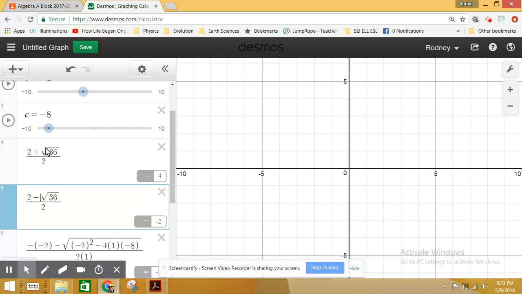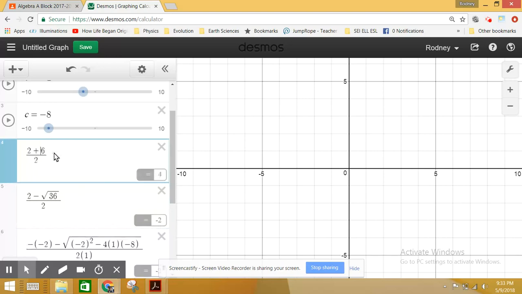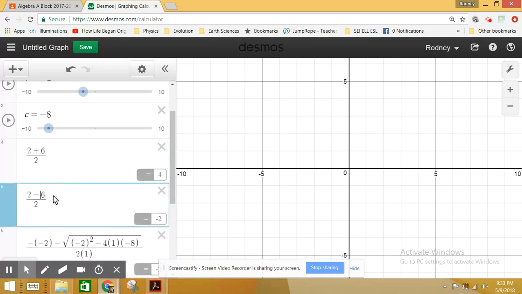So I've now got a simplified version of it. And frankly, you can simplify one of them down to this point, and then you've got to deal with the fact that it's a plus or minus. So we're going to simplify it further. The square root of 36 is 6. The square root of 36 is also negative 6. That's why we've got a plus or minus.